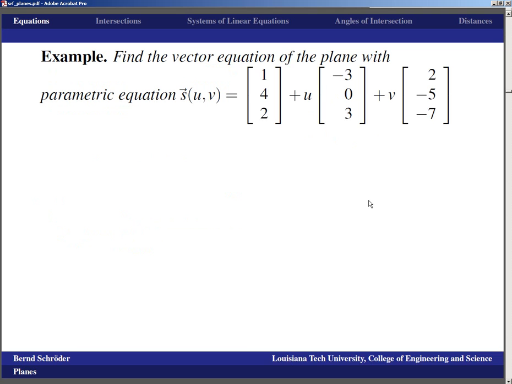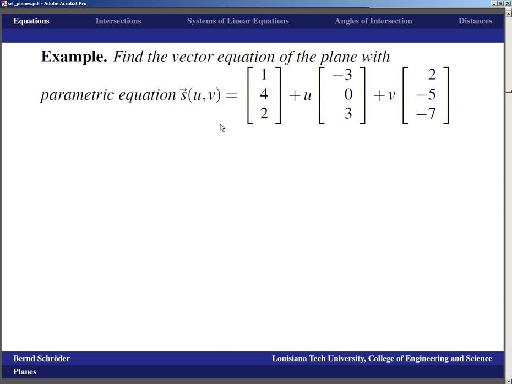Okay, now of course we can take a look at an example here, and we can find the vector equation of the plane with parametric equation, surface of u and v being 1, 4, 2 plus u times negative 3, 0, 3 plus v times 2, negative 5, 7. This is deliberate. This is the plane that we had just talked about when we started with the 3 points, because I want to show how you can get from the 3 points all the way to this scalar equation, this functional representation that we've alluded to.